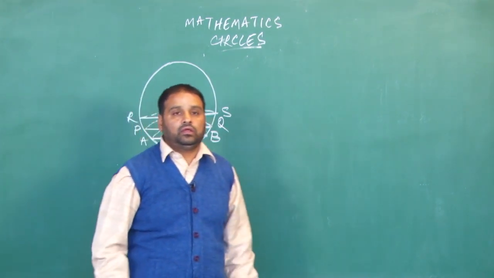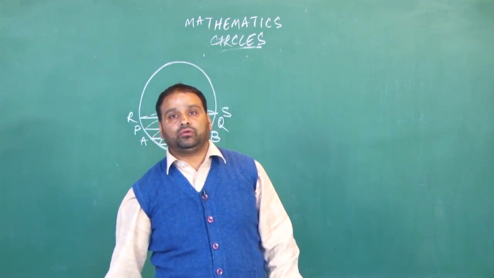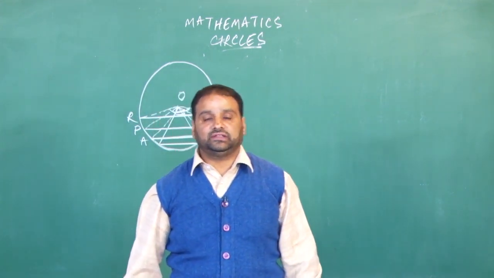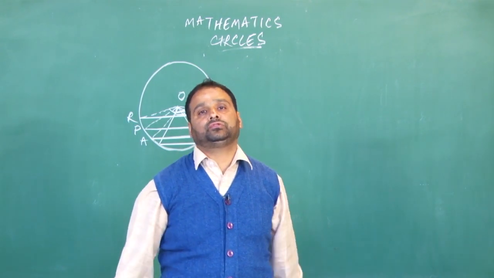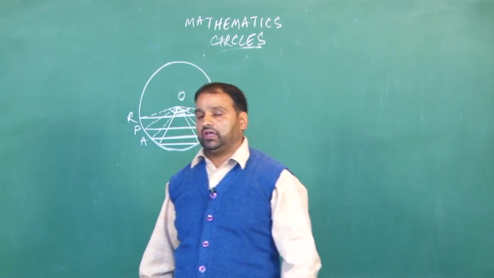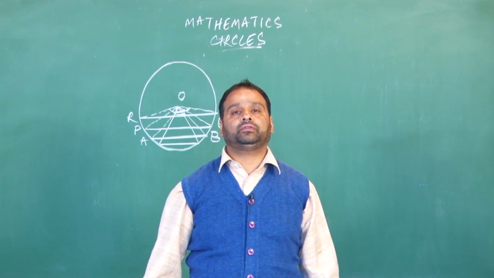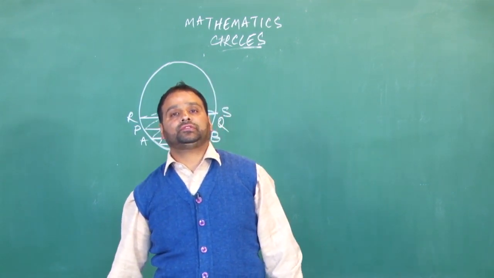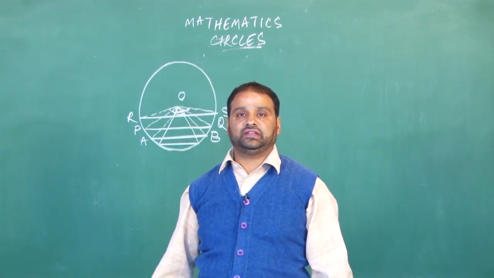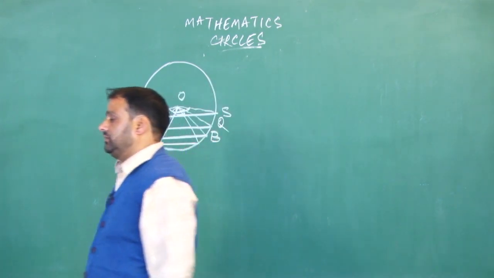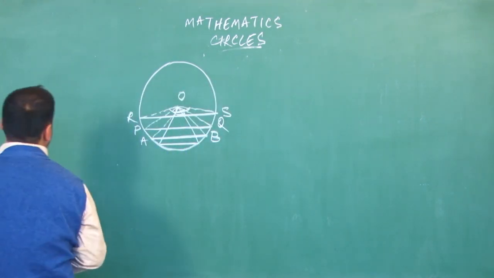So, you can say the length of the chord and the angle subtended by it at the center are directly proportional to each other. Now, we have an important theorem for that: equal chords of a circle subtend equal angles at the center. We will prove that theorem.